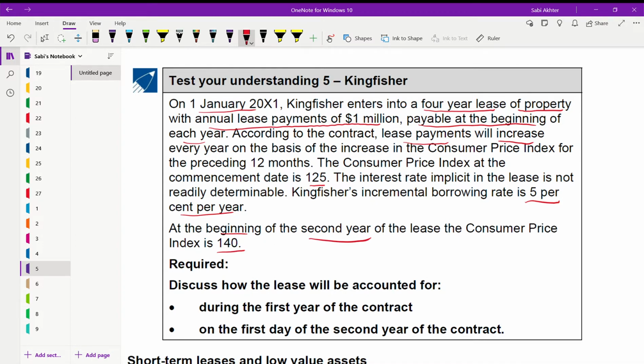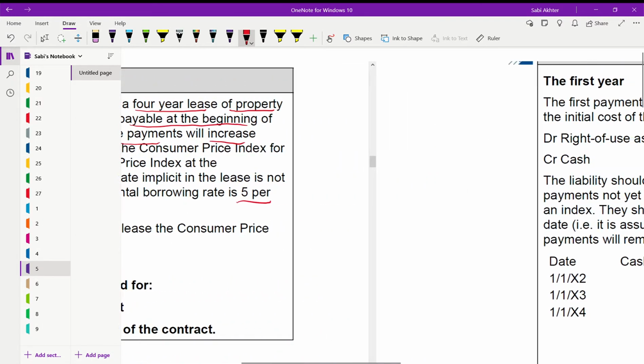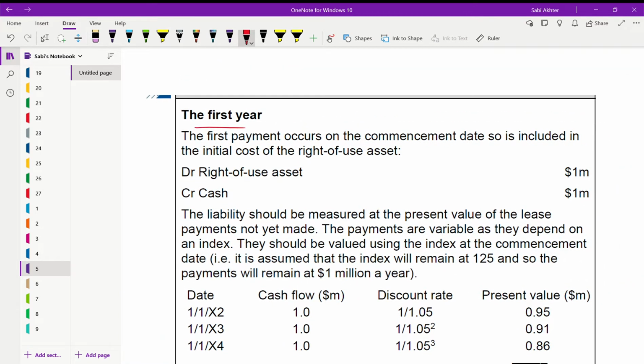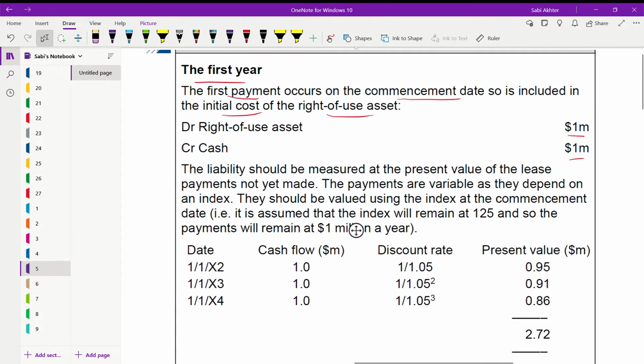Two things. So first year. The first payment occurs on the commencement day, so it is included in the initial cost. Because the first payment occurs on the commencement date itself, you're not paying after 1 year. Normally we pay after a year, but here on the commencement date, you are paying the first payment. So that is included in the initial cost of the right of use asset. What is it? 1 million debit right of use asset, credit 1 million cash. Okay, now let us go to the liability part.